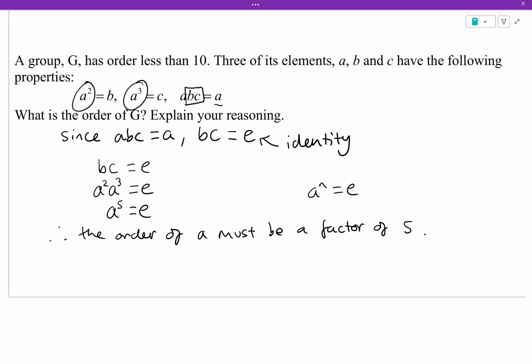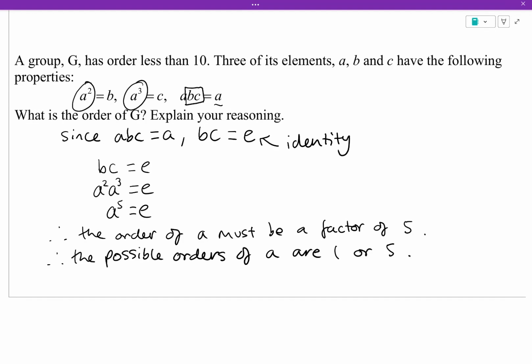Now, if A to the power of 5 is equal to E, what you'll find is that any factor of 5 could also potentially work as the power. Okay, so we do still need to explain that. So the factors of 5 are 5 or 1. So therefore, the possible orders of A are 1 or 5. Now, 1 is a special order because that's reserved for the identity. So let's consider that case. In the case where the order of A is equal to 1, then A is the identity.